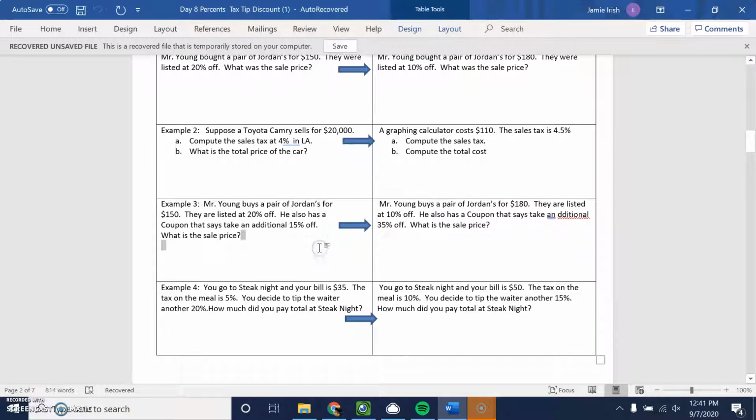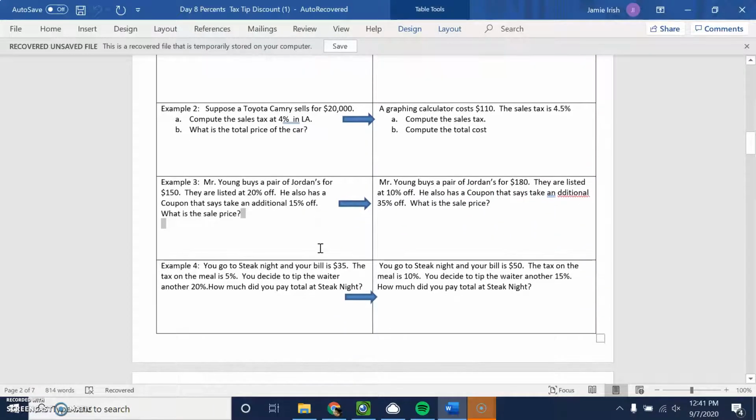Here's examples 3 and 4 of tax, tip, and discount. So now we got doubles. This is what they like to give you on the ACT. So check it out. Follow along as I read. Mr. Young buys a pair of Jordans for $150. Sounds familiar. I got deja vu. They are listed at 20% off. He also has a coupon that says take an additional 15% off. Ooh, what is the sale price?